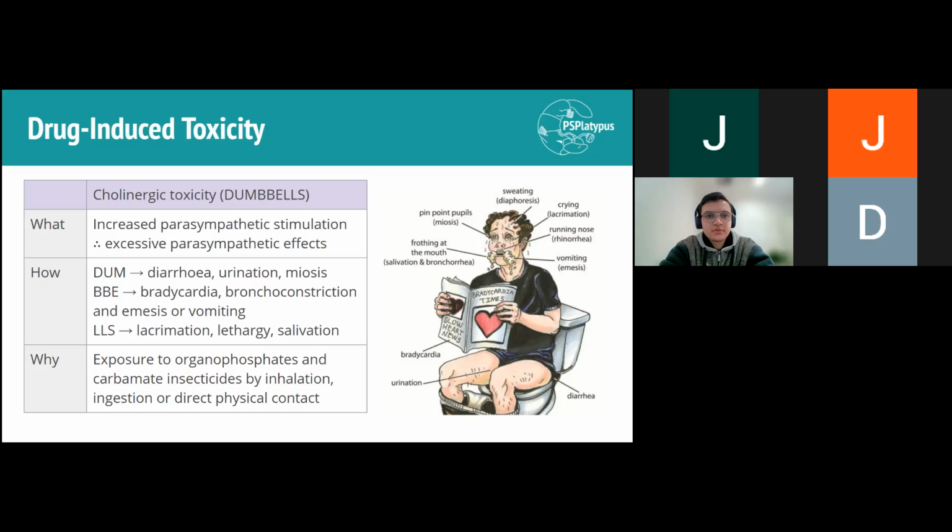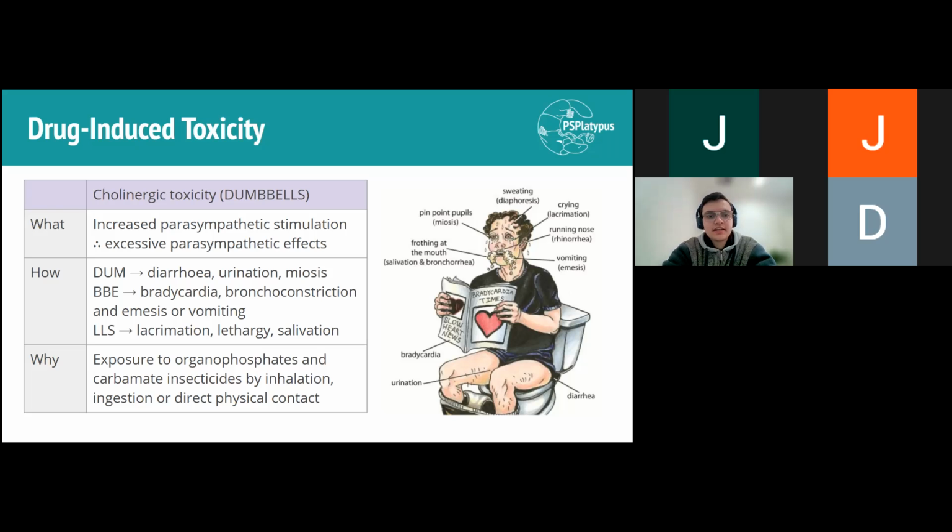LLS will be lacrimation, which is crying. Lethargy, so you feel really, really tired. And then salivation, because you can afford to eat when you're not running. The reason this can happen is you can have exposure to certain organophosphates, or to insecticides. And that can be inhalation, ingestion, or direct physical contact.